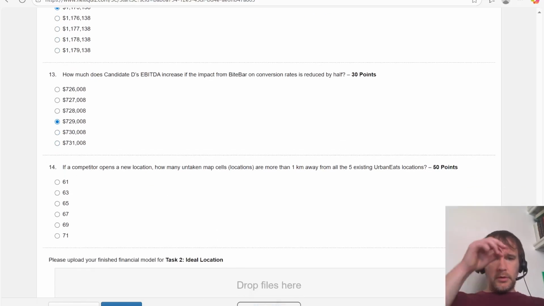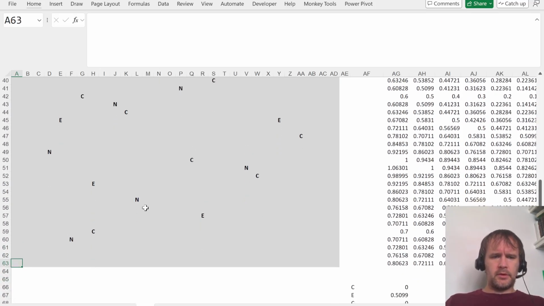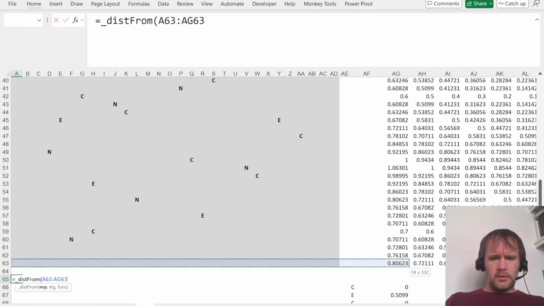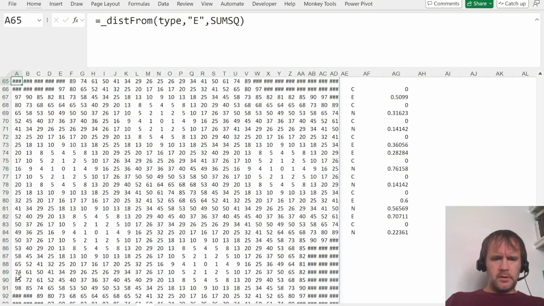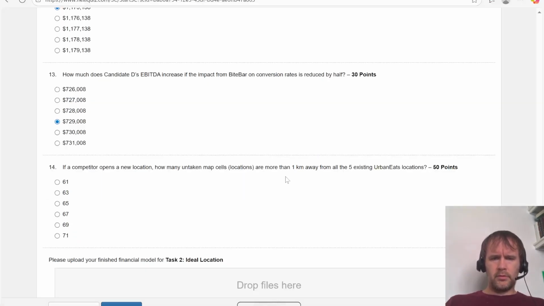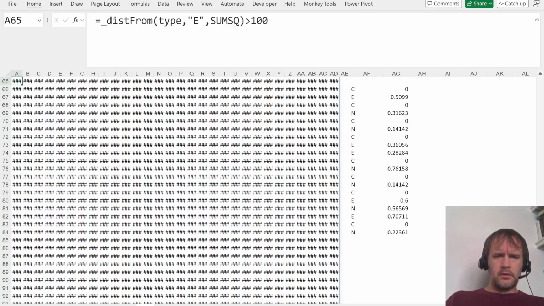Okay, if a competitor opens a new location, how many untaken map cell locations are more than 1 kilometer away from all the 5 existing Urban Eats locations? Okay. So I just want a map. Yeah, I've got it here. So distance from existing, on this map, using sum square. And what's the question? More than 1 kilometer away. So that has to be greater than 100, I think.